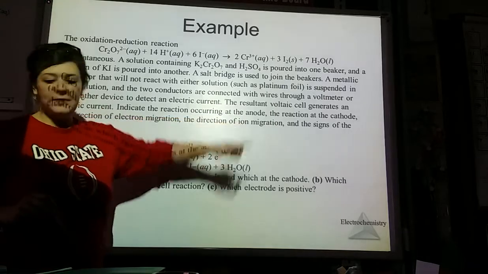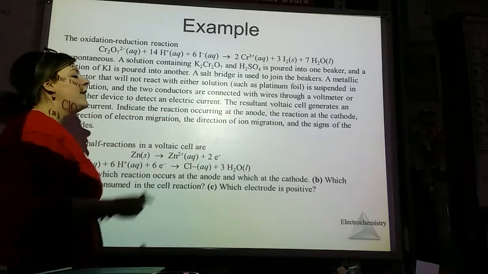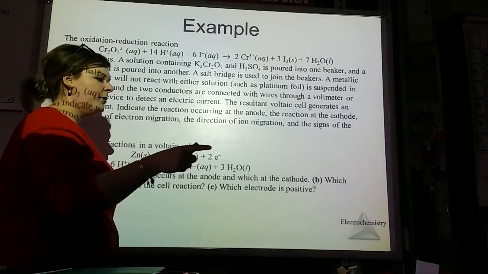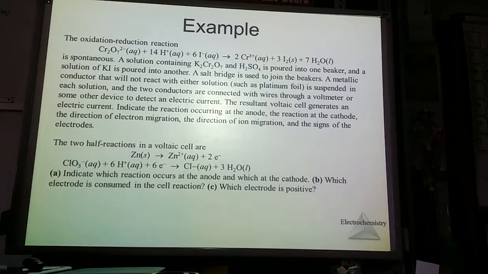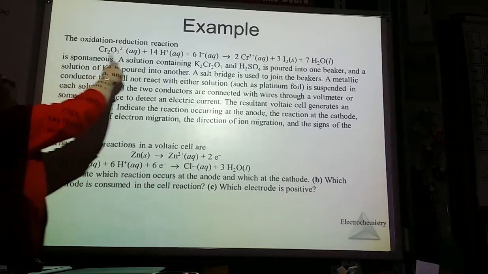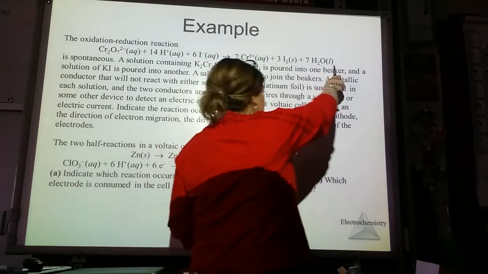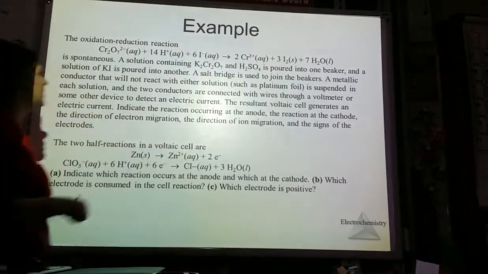Indicate the reaction occurring at the anode. So first thing I want to do, if I want to know what's happening at the anode or the cathode, I need to figure out what's being oxidized and what's being reduced first. And how do I do that? I do that first by determining all of the oxidation states that are up here in my overall reaction.